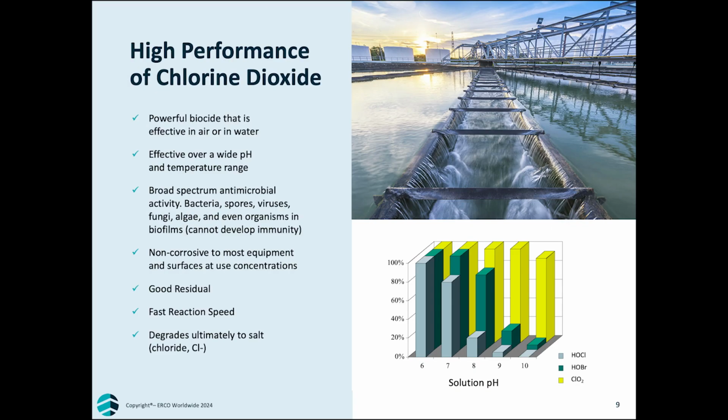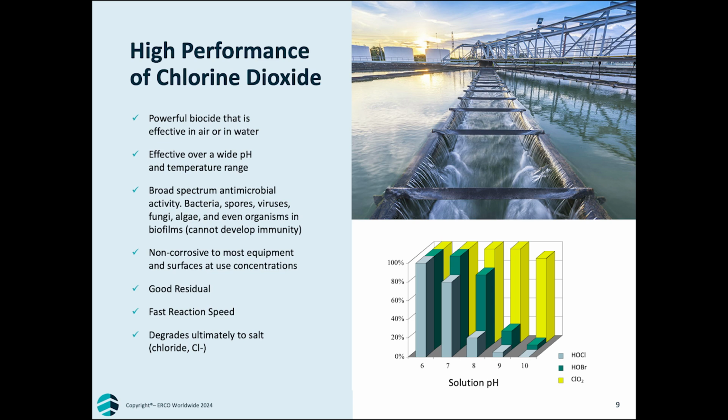Chlorine dioxide is a powerful biocide, one of 4 approved by the EPA for use in potable water disinfection. Because chlorine dioxide remains as a gas dissolved in water, it remains effective over a wide pH range, unlike chlorine and bromine, which become weaker disinfectants as pH increases. Chlorine dioxide is a broad-spectrum biocide, as it is effective against bacteria, viruses, algae, biofilms, and other organisms.